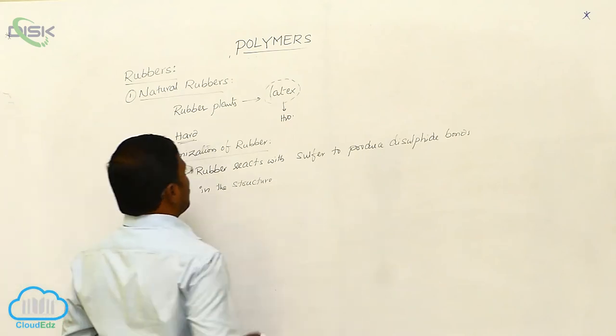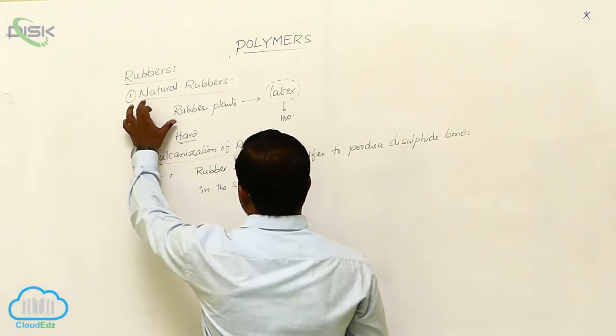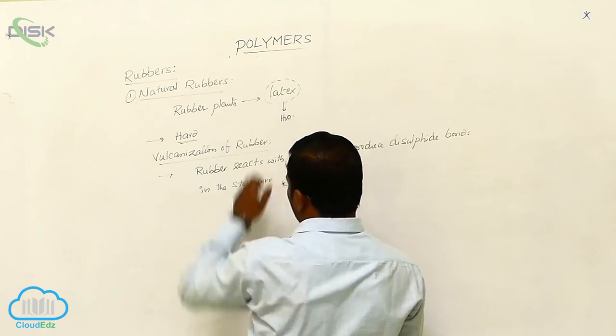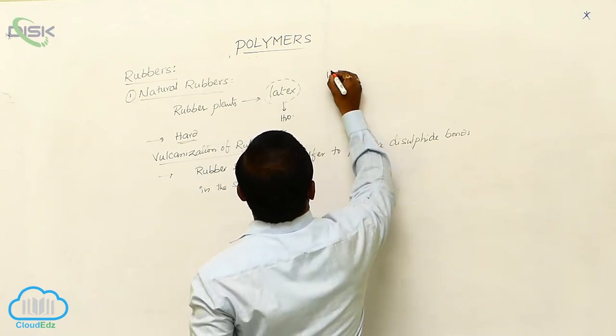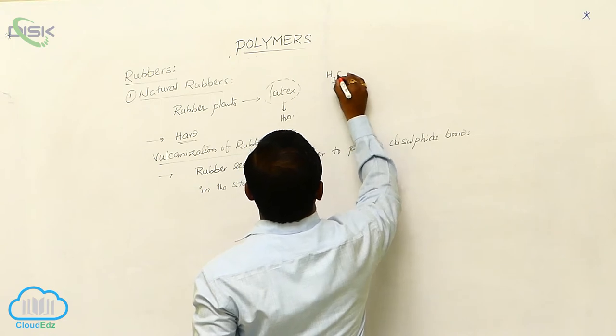So let us have one more. Actually, what is natural rubber? It is produced from latex naturally or from rubber plants. These are having isoprene units.